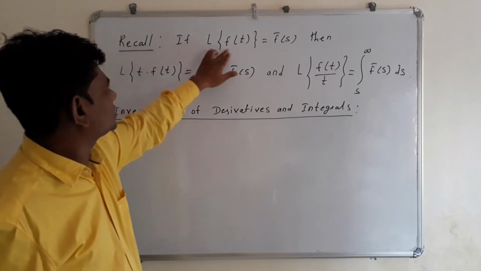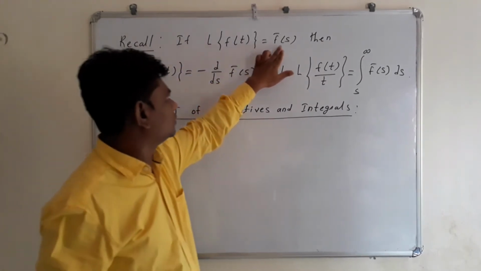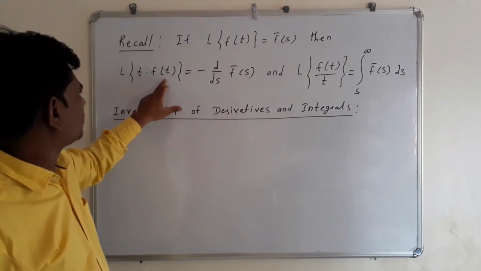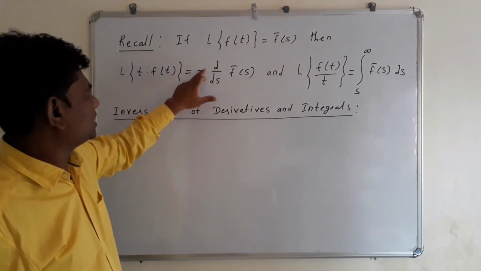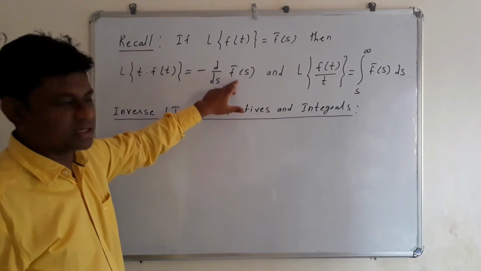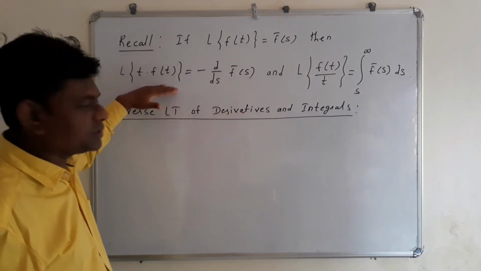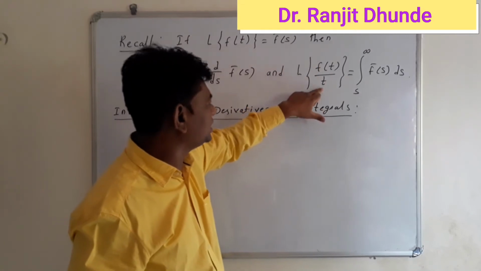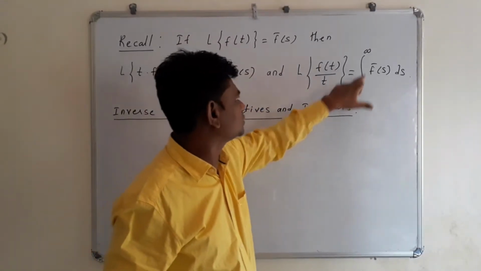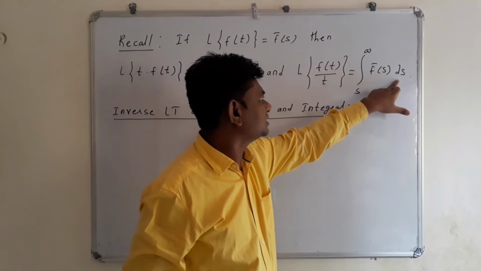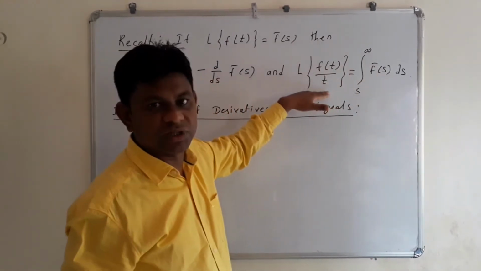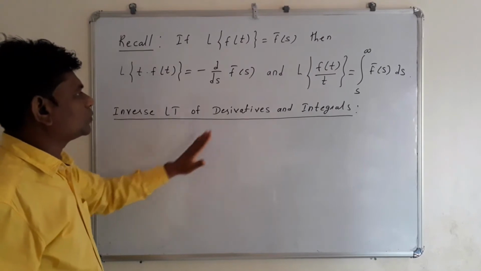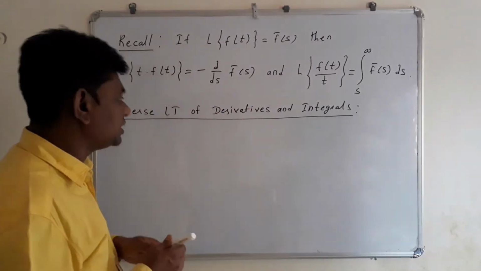If Laplace transform of f of t is equal to f bar s, then Laplace transform of t times f of t is equal to minus d by ds f bar s. This is the multiplication by t property, and Laplace transform of f of t by t is equal to integration s to infinity f bar s ds. This is the division by t property. Now inverse Laplace transform of derivatives and integrals.